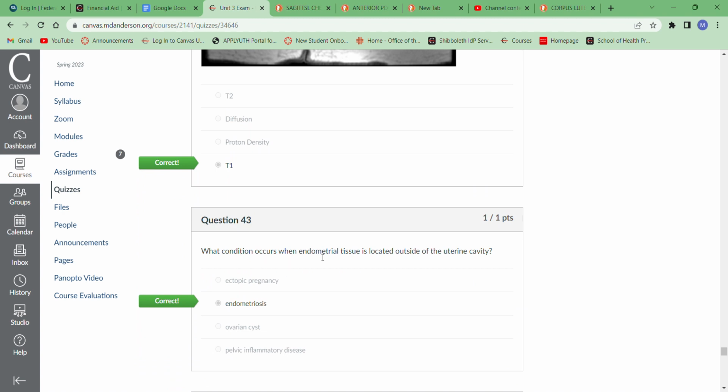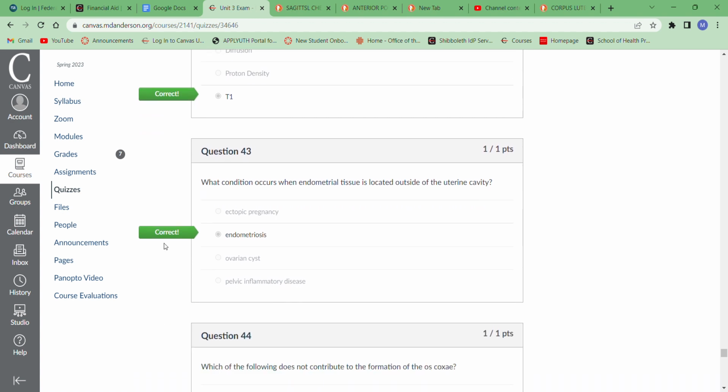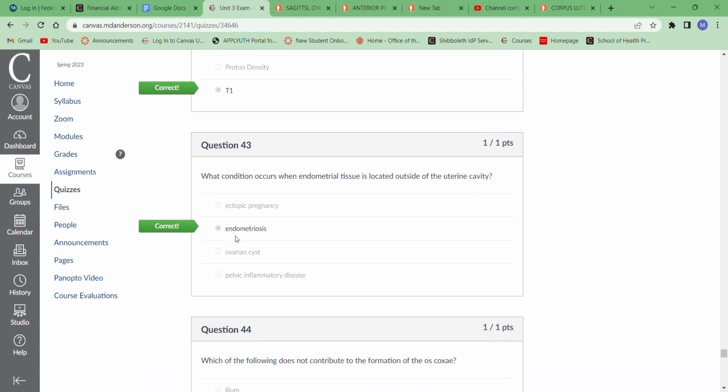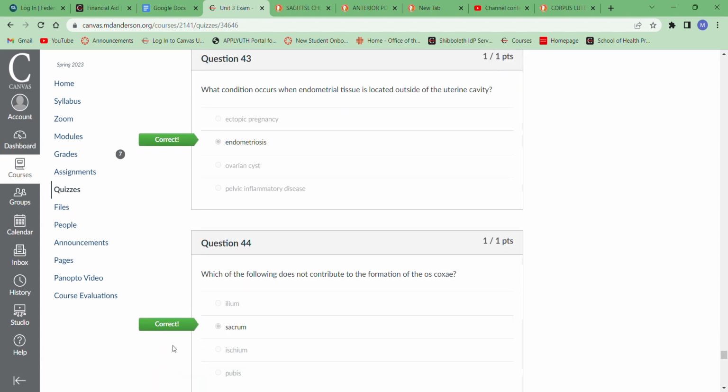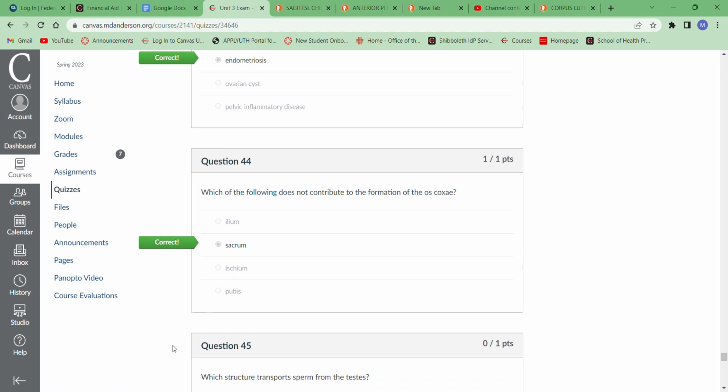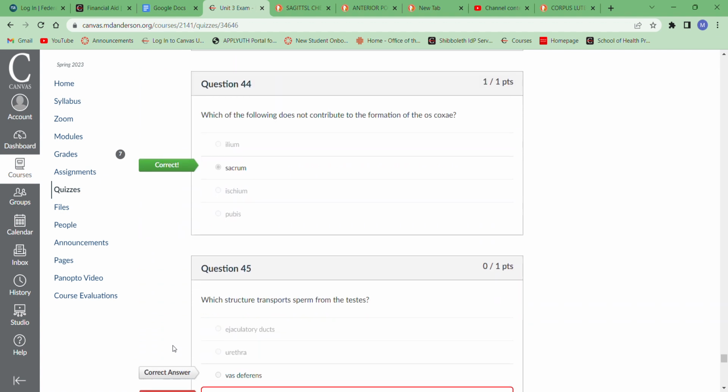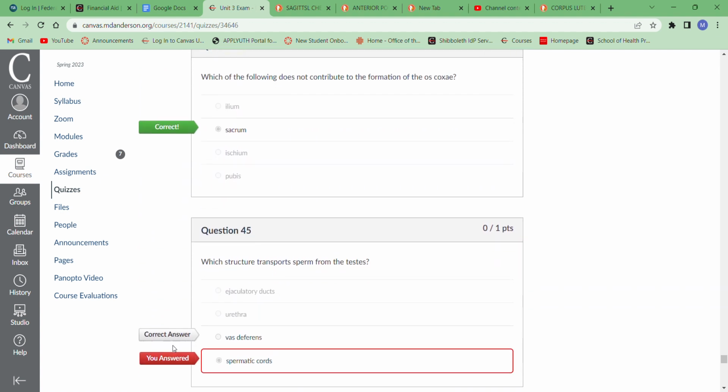What condition occurs when endometrial tissue is located outside of the uterine cavity? That's endometriosis. I just know that because a few of my friends have had endometriosis. Which of the following does not contribute to the formation of the coccyx? The sacrum. Which structure transports sperm from the testes? The vas deferens.